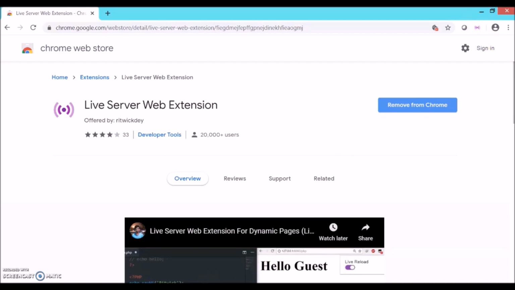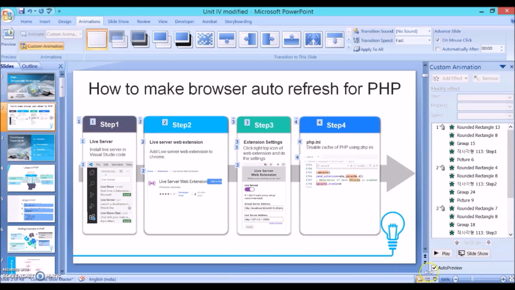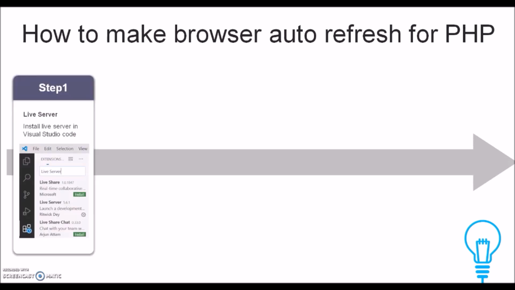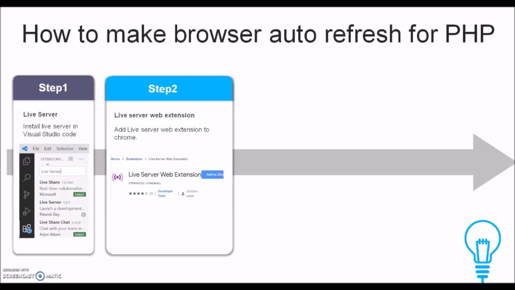So this is the second step, to install the extension to the browser. So we have installed two things. One is live server with Visual Studio Code in step 1. Then we have added the live server web extension to the browser. So the first step is running one server, and the second step is running one browser extension, which will take care of the other server, which is the web server.